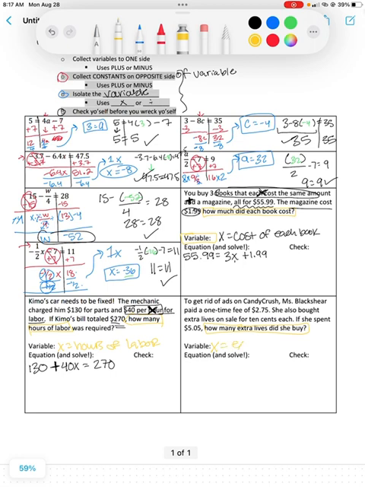Okay, this says to get rid of ads on Candy Crush, Miss Blackshear paid a one-time fee of $2.75, and she also bought extra lives for 10 cents each. So 10 cents each is talking about our extra lives, which means this is going to be 10 cents times X. To write 10 cents, we're going to use decimal 10. If we use decimal 01, that says 1 cent. Okay, so we'll have our 10 cents per life. We also bought just a one-time fee to get rid of ads, and altogether we spent $5.05. This is saying that $2.75 for an ad-free game plus all of the extra lives makes this much total.